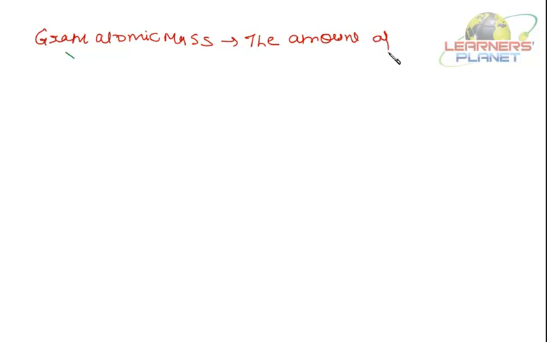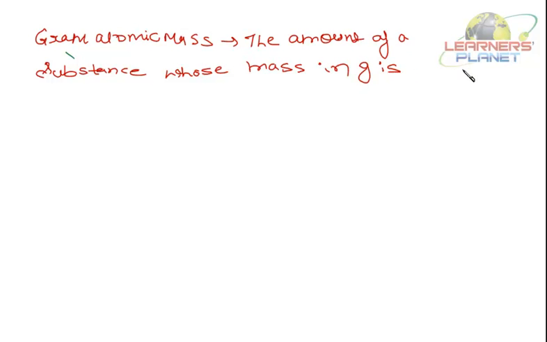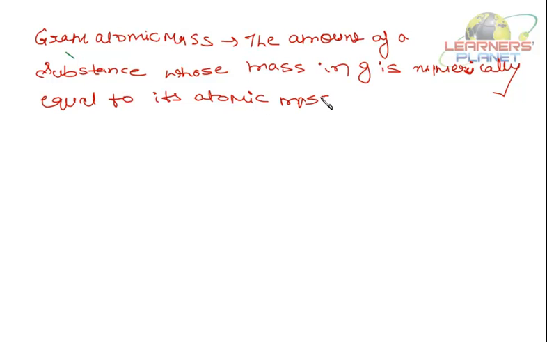Fine. Now there is one more concept, students, that is the gram atomic mass and gram molecular mass. Let's see what it is. What is gram atomic mass? It is the amount of a substance whose mass in grams is numerically equal to its atomic mass.